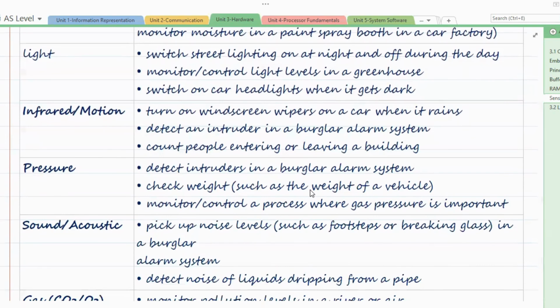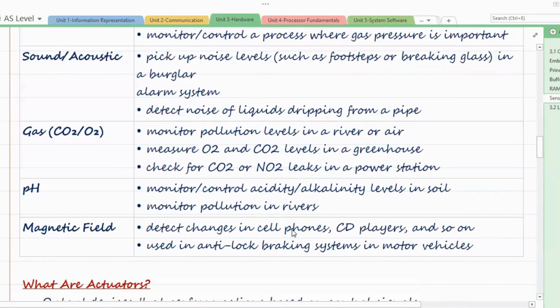Next comes infrared or motion sensors. They detect movement, and their application areas are automatic doors, security systems, burglar alarm systems. Then we have pressure sensors that measure force or pressure, and their application areas are air pressure monitoring, vehicle systems, industrial equipment, etc. Then we have sound or acoustic sensors. They detect sound. Their examples are glass breaking alarms, security systems, industrial monitoring, etc.